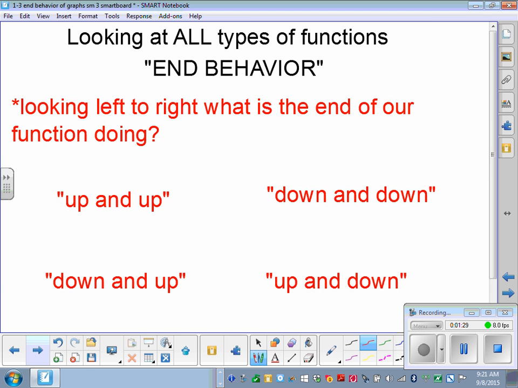Because I already have those words down at least. Okay, a couple more seconds. So up and up, down and down, or down and up, and then up and down.